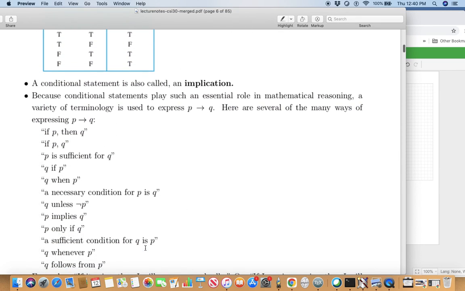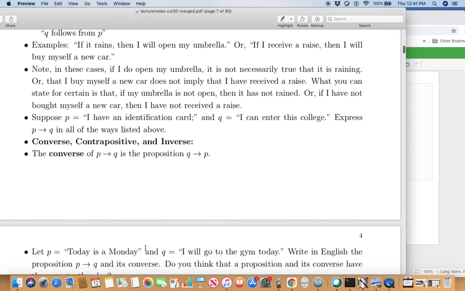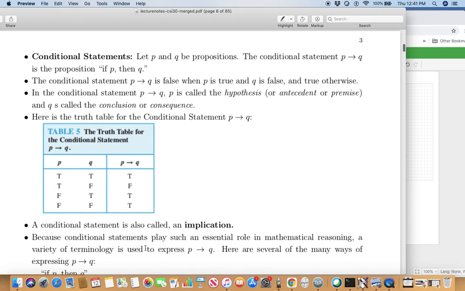Now, conditional statements. Let's go over these in our next video because it's a slightly new topic.